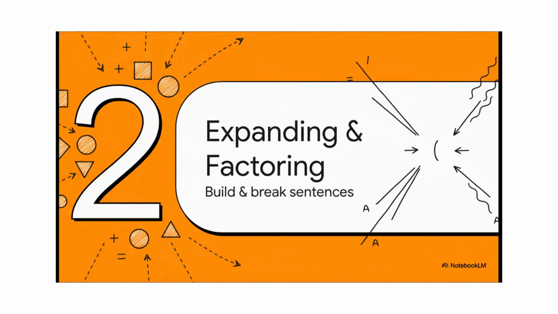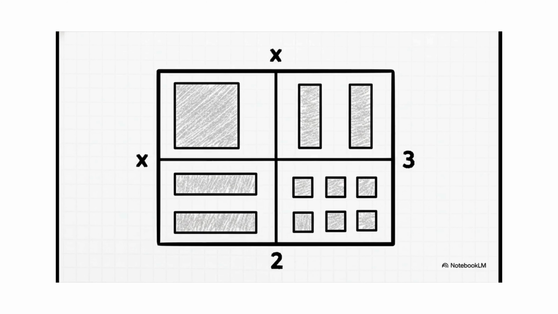Okay, vocabulary? Check. Grammar? Check. Now we can start forming more complex ideas. This is where expanding and factoring come into play. Just think of expanding as building longer, more descriptive mathematical sentences, and factoring as finding the short, concise summary of that sentence. This visual gives us a great way to understand expansion. Just imagine a rectangle with a length of x plus 3 and a width of x plus 2. Well, expanding the brackets is the exact same process as calculating the total area of that rectangle. It makes a pretty abstract idea way more concrete.